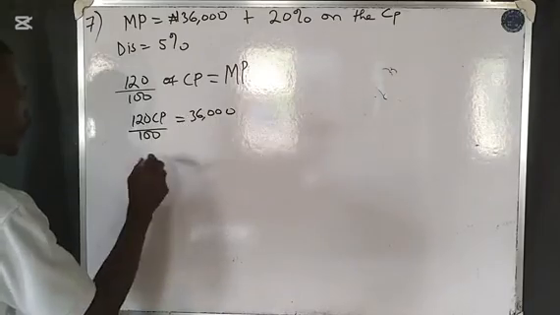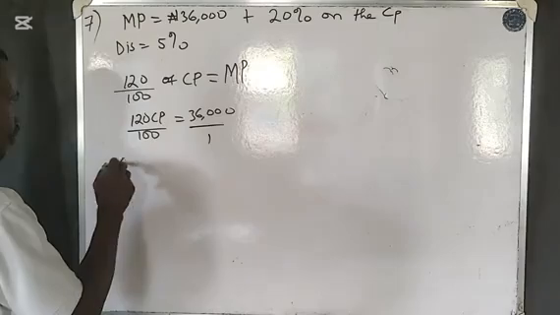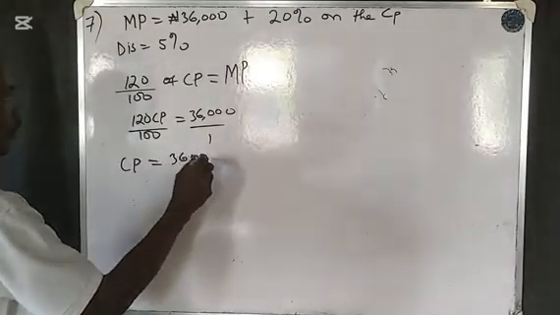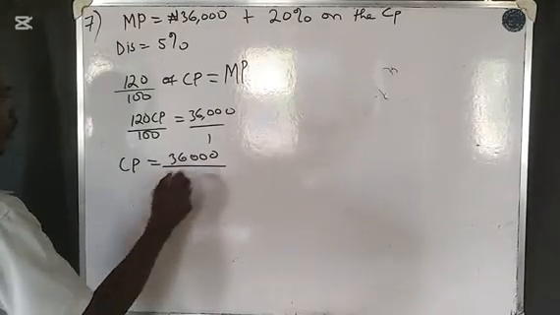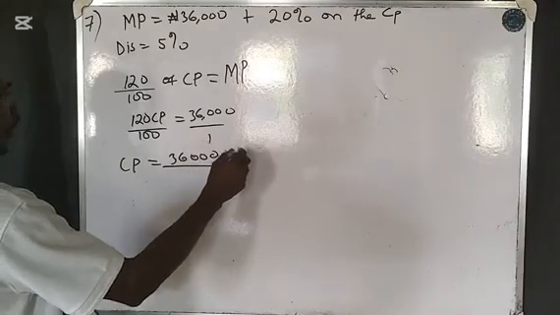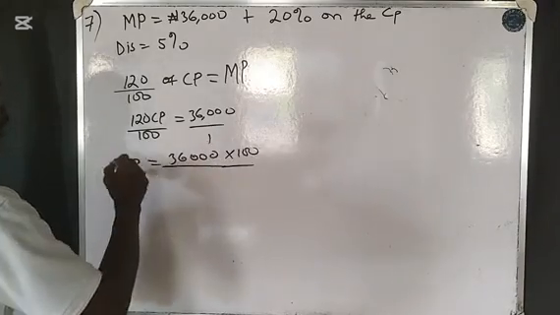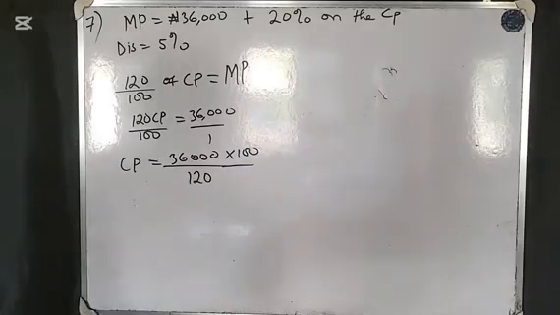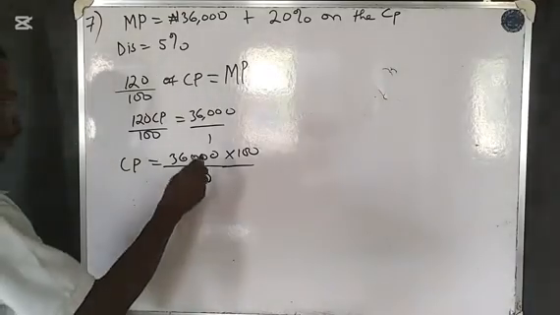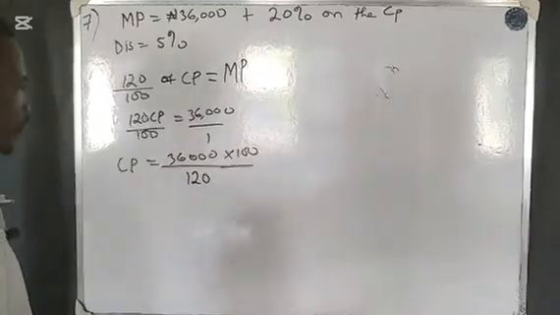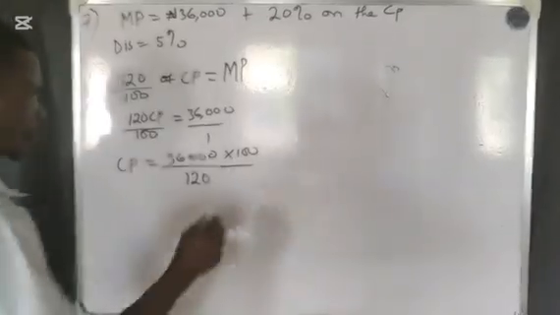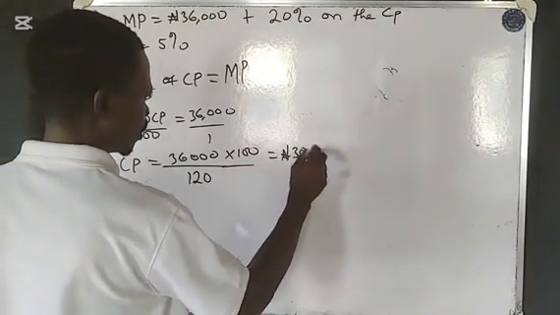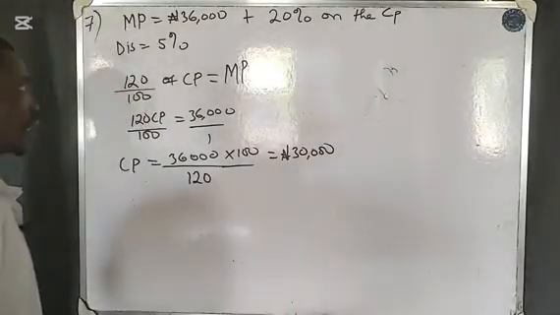36,000. When we cross multiply, we're going to have CP equals 36,000 times 100, right? Times 100. This times this equals this times this. So we divide both sides by 120, right? So this, how do you do it now? Do it for me. So cost price equals what? 30,000. So this is the cost price.